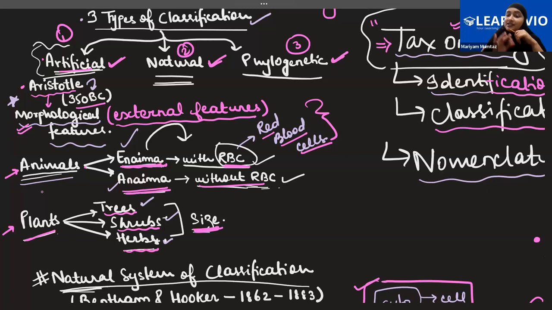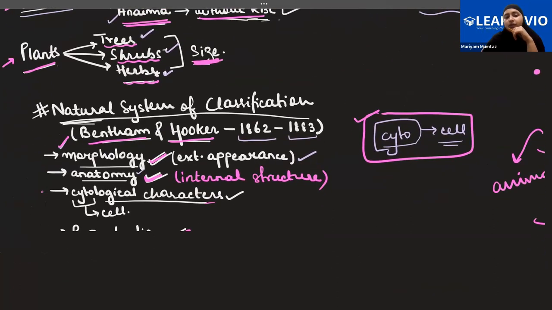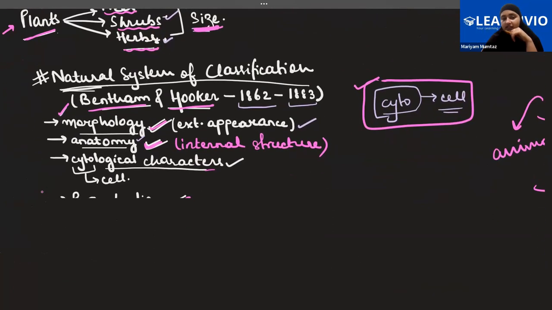Okay, ma'am. You will study about this in depth when you study the Animal Kingdom. There is another chapter that is related to all of these things only. Okay? So this artificial system of classification you've understood? Yes, ma'am. Okay. Now the second type of classification was the natural system of classification.